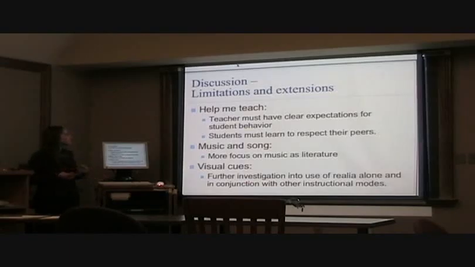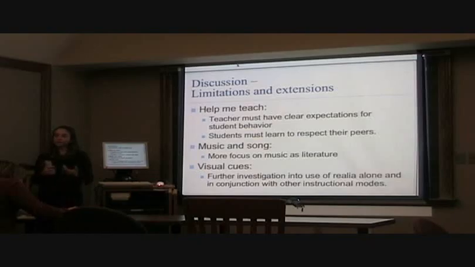So to talk about some of the limitations and extensions of the things that I discussed here, in regards to help me teach, it's very important for the teacher to have clear expectations for the students' behavior. And the students must learn to respect their peers. So this is kind of a joint goal between the teacher and the student. The teacher needs to have these expectations clearly set out, and the students need to learn how to respect their peers as they would a teacher when their peers are helping the teacher teach or helping lead an activity.